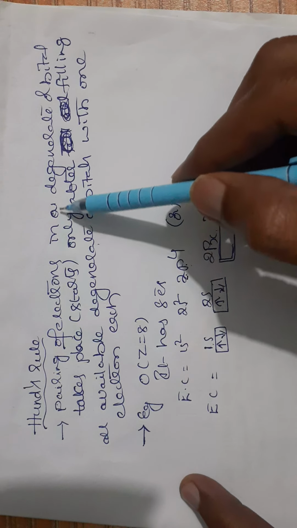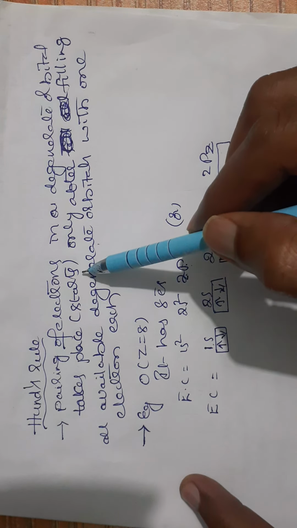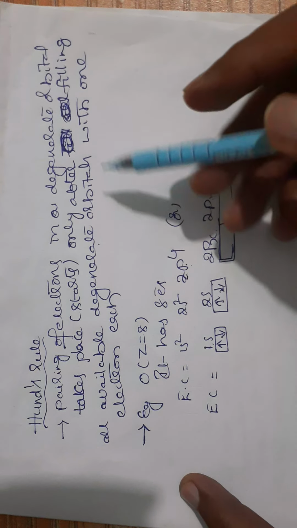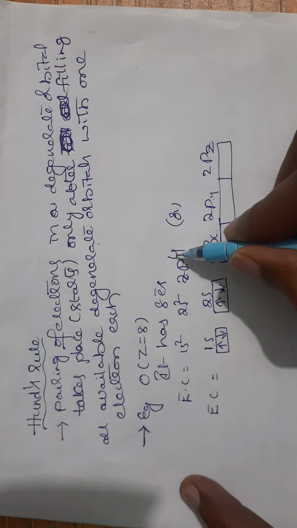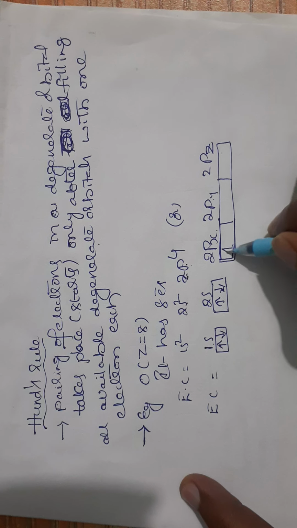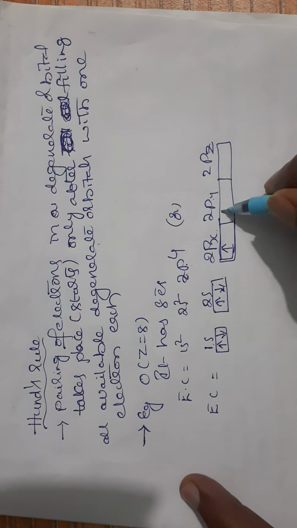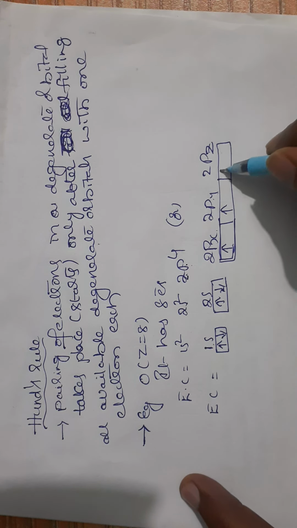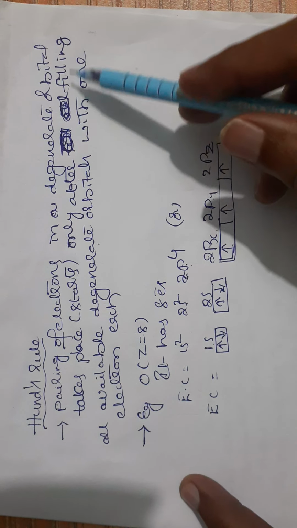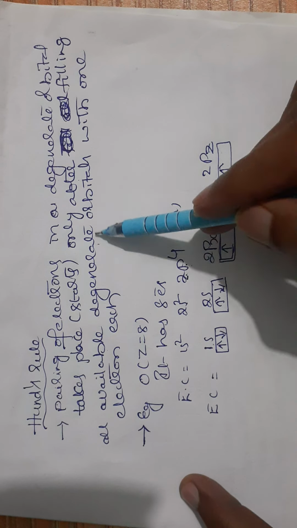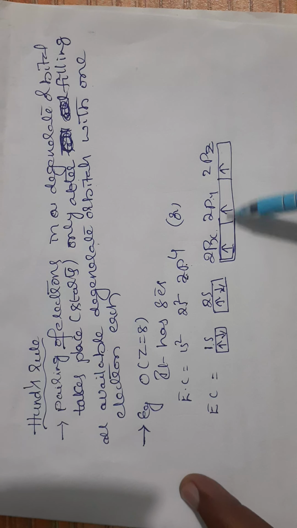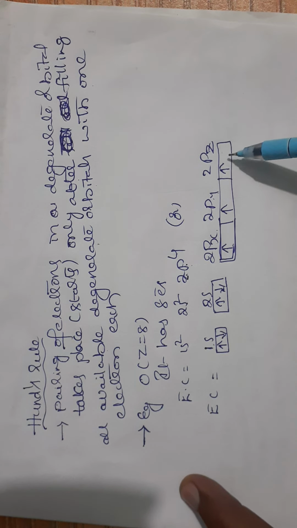Pairing of electrons in the degenerate orbitals will be started only after filling all available degenerate orbitals with 1 electron each. So now here there are 4 electrons, students. Out of these 4 electrons, first 1 electron goes into 2px, 1 electron goes into 2py, and 1 electron goes into 2pz according to Hund's rule. So out of 4 electrons, these 3 degenerate orbitals are filled with 1 electron each.